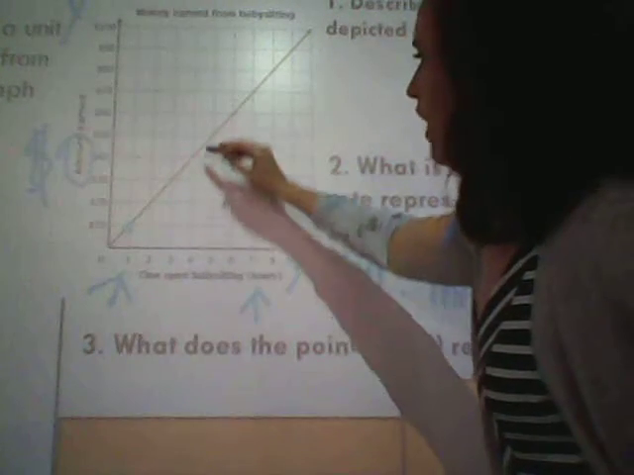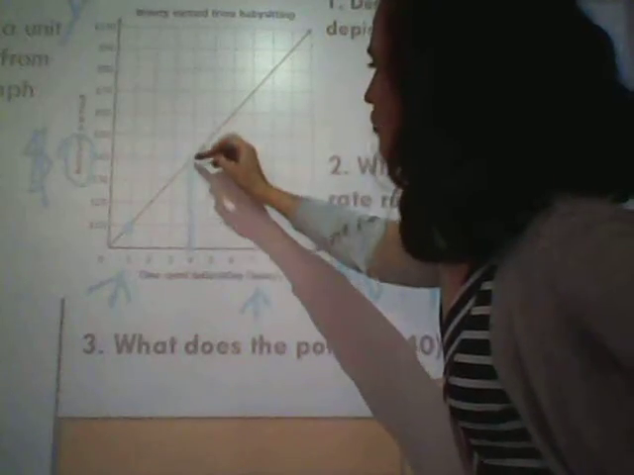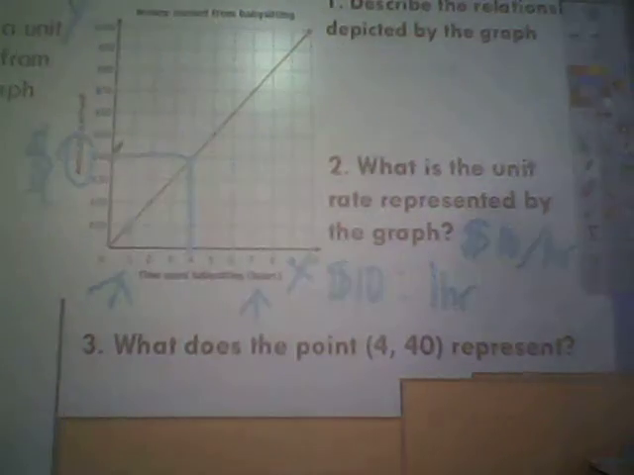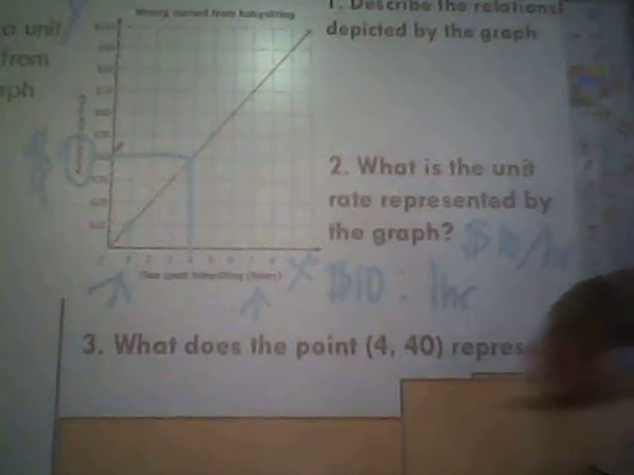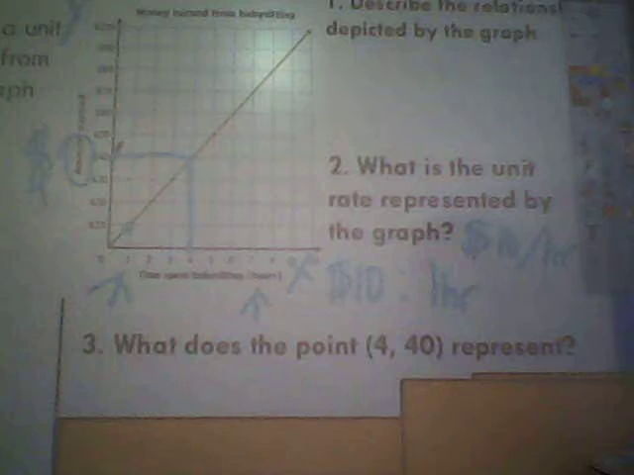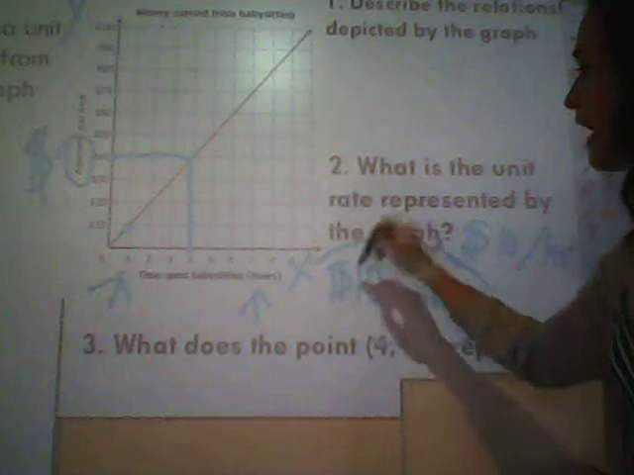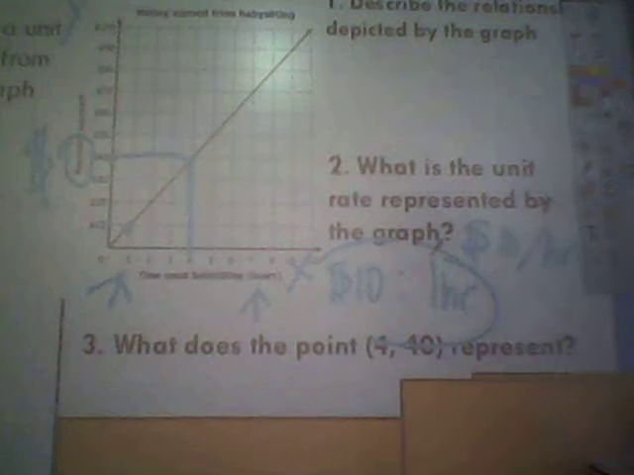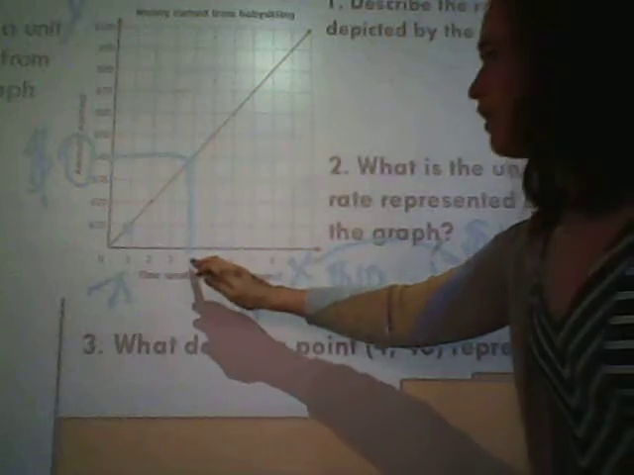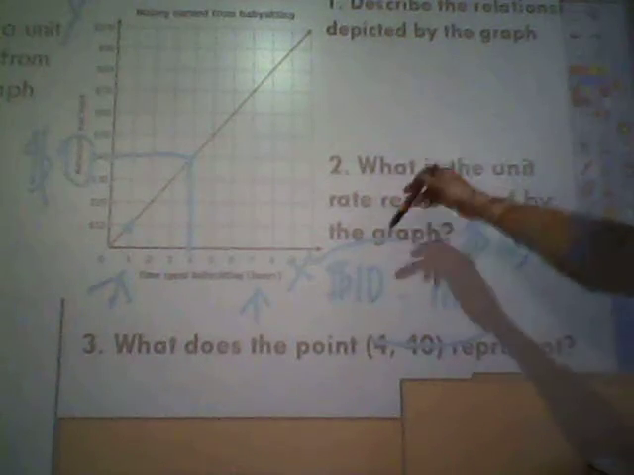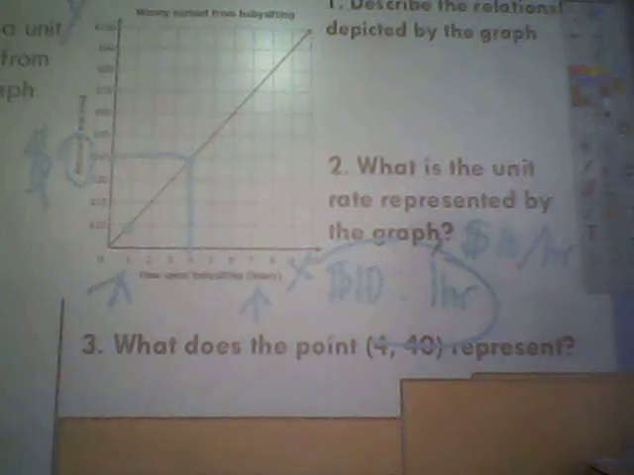What does the point 4, 40 represent? Let's see. I find my x, 4, I go up to 40. And just for clarification, I'm going to draw these lines so that I know exactly where my point is coming from and that I'm at the right point. So what this point means is that for every 4 hours I spend babysitting, I make $40. And of course that makes sense because I found with my unit rate that I would always have 10 times more the amount of money than hours I worked. So if I have 4 and I multiply it by 10, I will get $40.